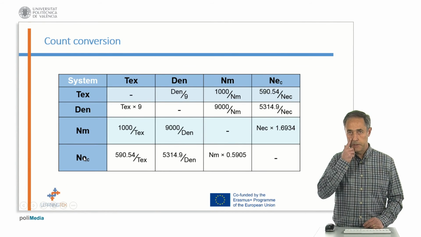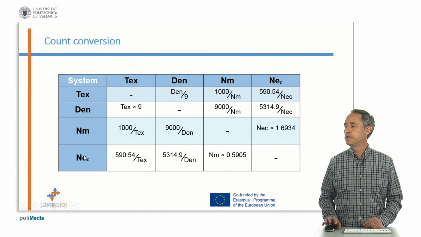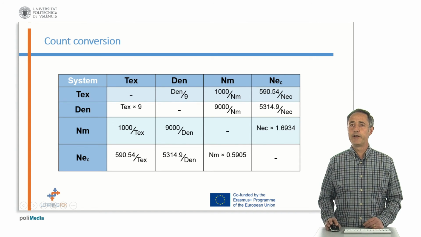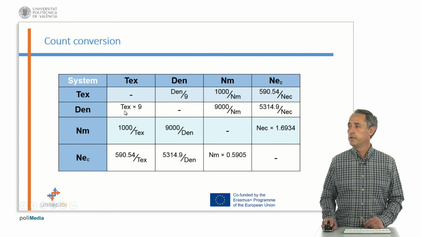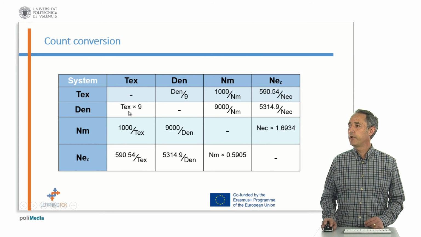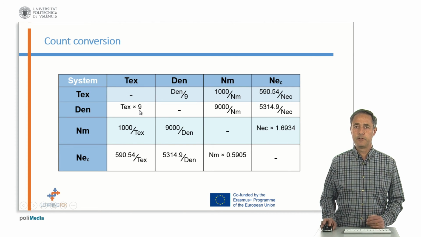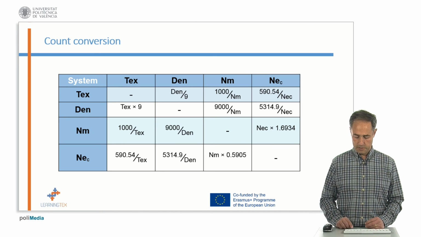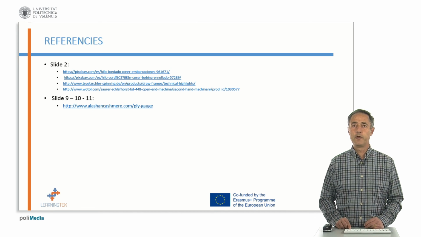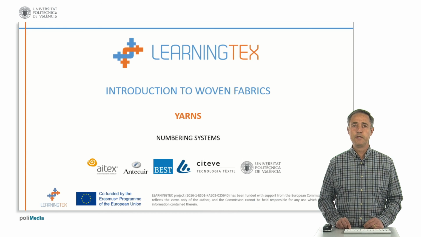To convert from one system to another, you can use this chart. For instance, to convert the tex number to denier, you should multiply the tex number by 9. There are a lot more systems, but in this lesson I have presented the most used in the textile sector. Here you can see the photo references, and that's all.